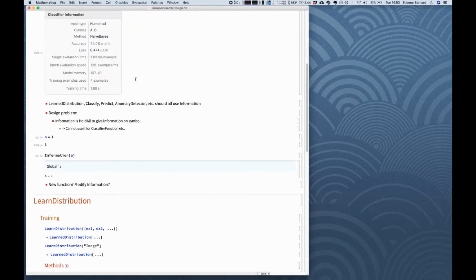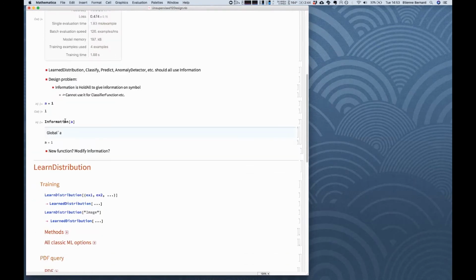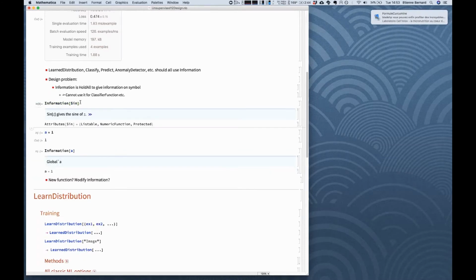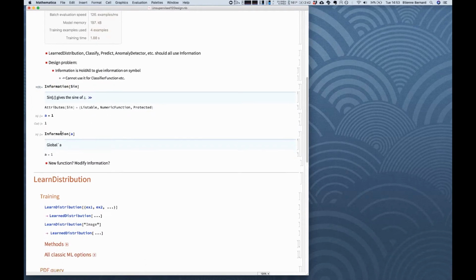One design issue is that currently Information also gives you information about a symbol, even if this symbol has a definition. When you do Information about Sin, no problem. But this has no definition. I mean, Send has no own value, so that's all fine.